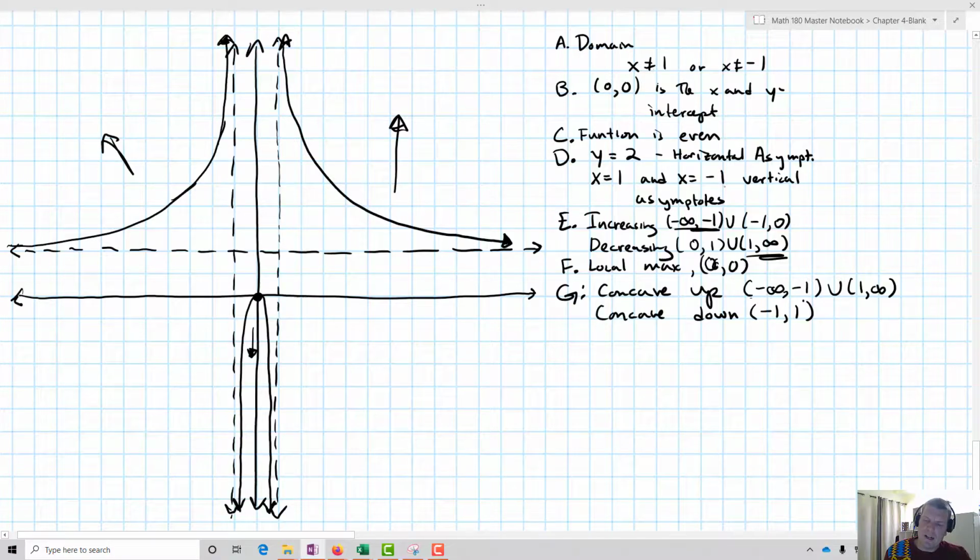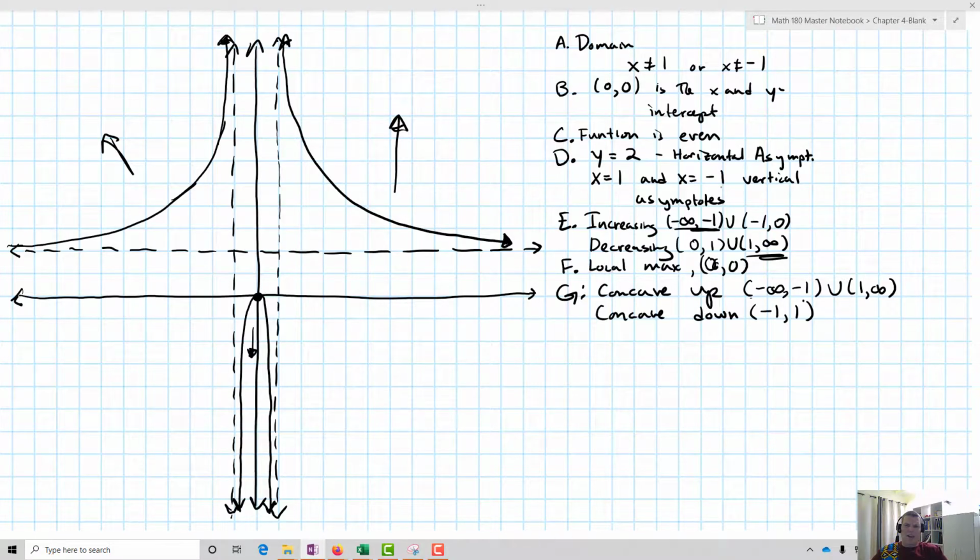I have my domain: x can equal 1 and x cannot equal negative 1. I have that with my asymptotes. So there it is, an example of going through and sketching a curve. Sketching a curve is really something that just takes practice. I think the book has a pretty good description of how to do it as well, and that'll remind you of everything that you need to go through.